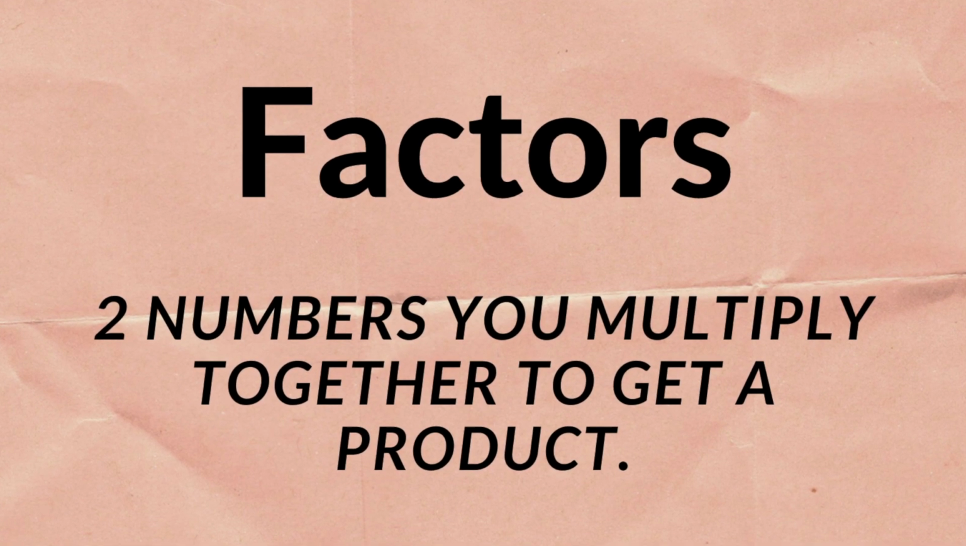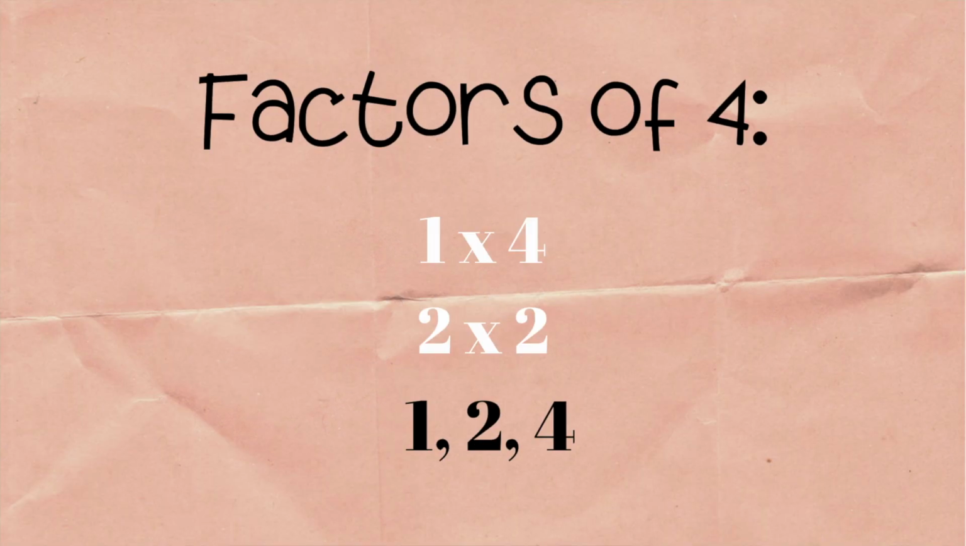So what two numbers when I multiply give me 4? 1 times 4 and 2 times 2. You want to write those in numerical order. So I have 1, 2, and 4.